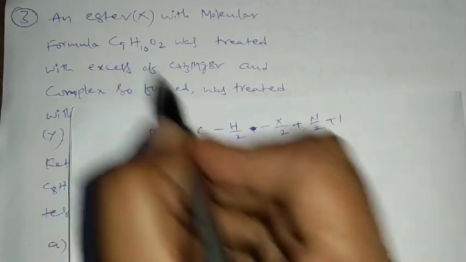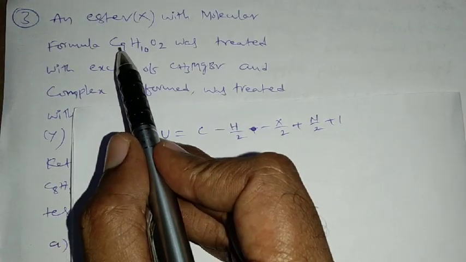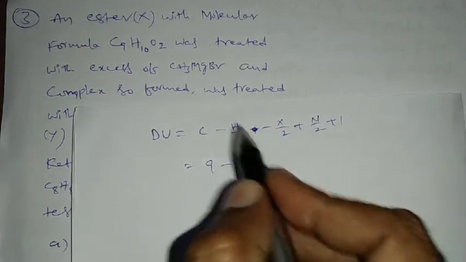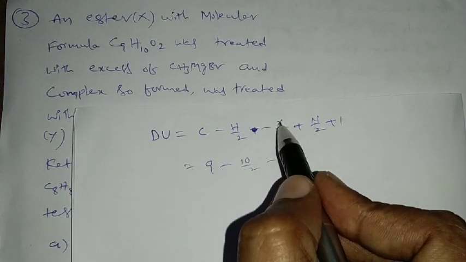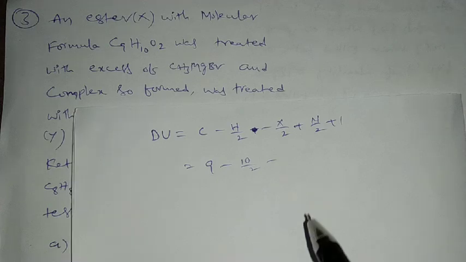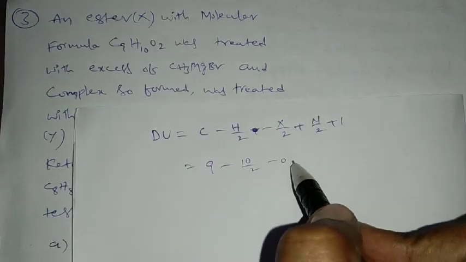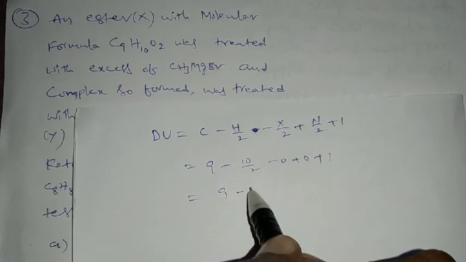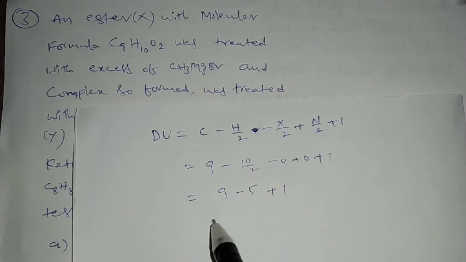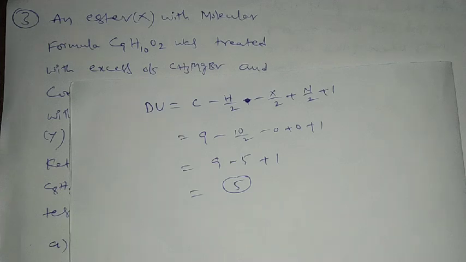So in this given compound, how many carbons are there? 9 carbons. Minus how many hydrogens are there? 10 by 2, minus X, nothing but chlorine, bromine, iodine, meaning halogens. There is no halogen, that is why 0. There is no nitrogen, that is why this is also 0, plus 1. Now 9 minus 5 plus 1, then you get 5. So 5 is the degree of unsaturation.